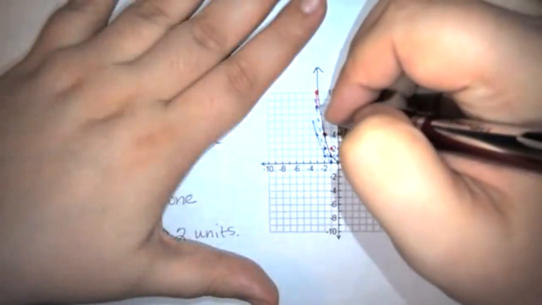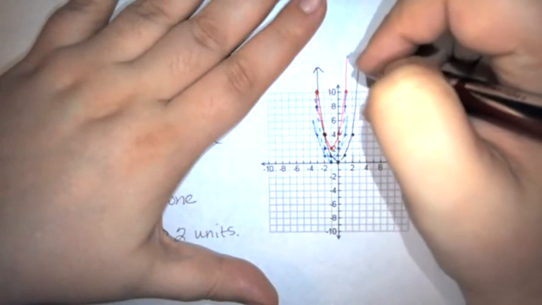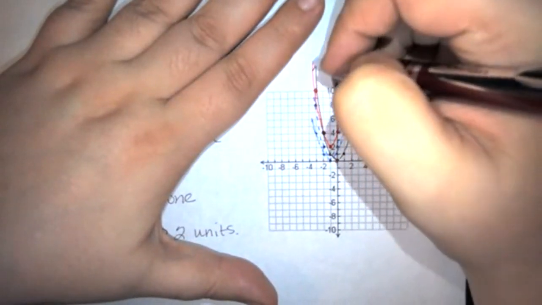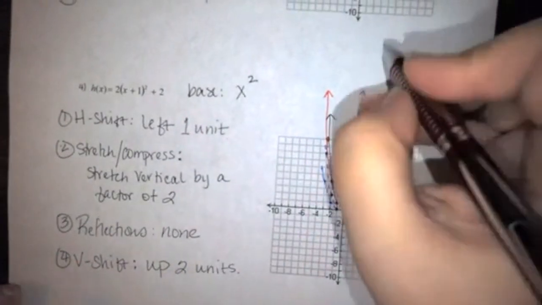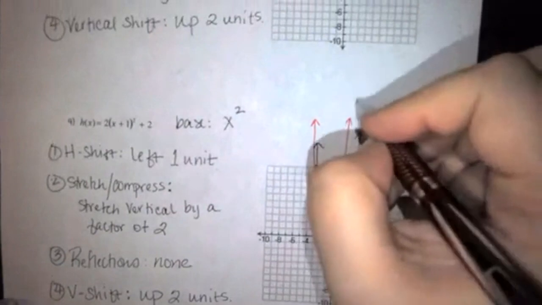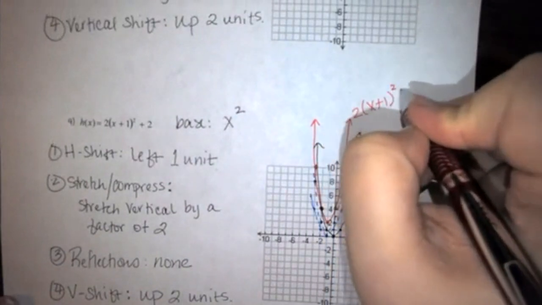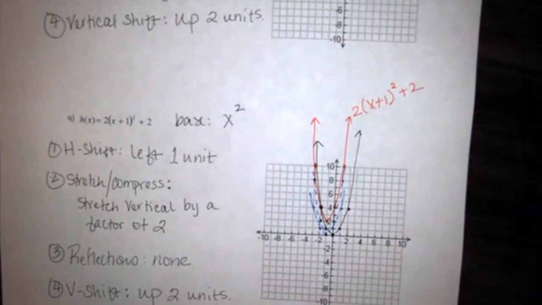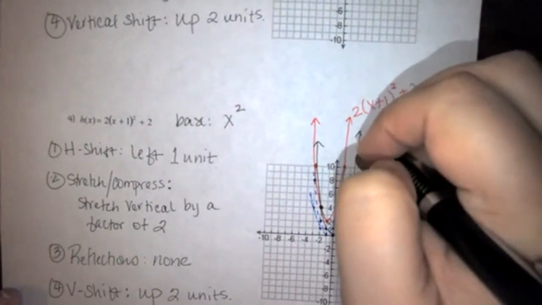And so this is going to be my new graph. Okay. And so you can notice we've shifted it around, but we've also squished it in. And so here, this graph is going to be 2x plus 1 squared plus 2, whereas the other one was just simply x squared.